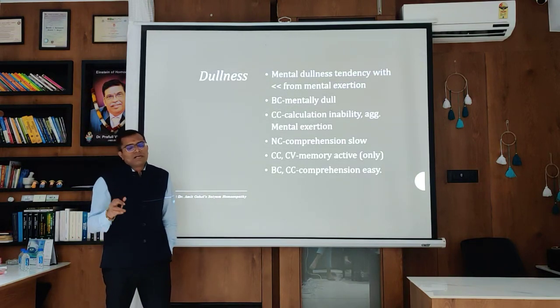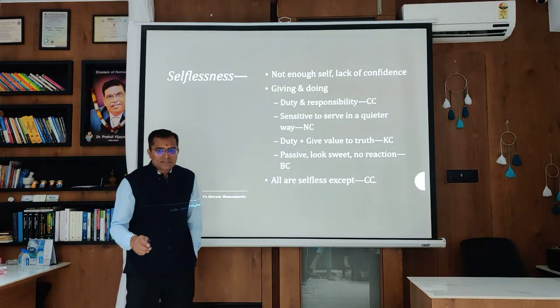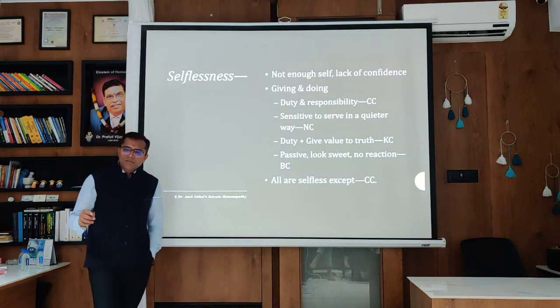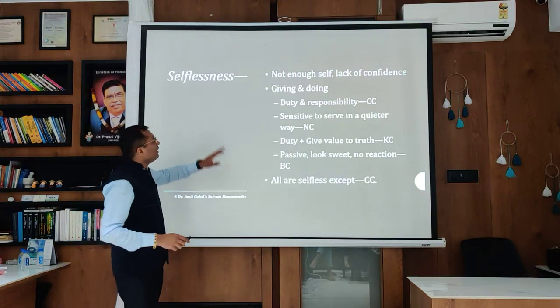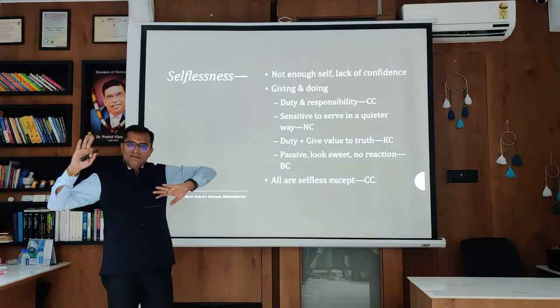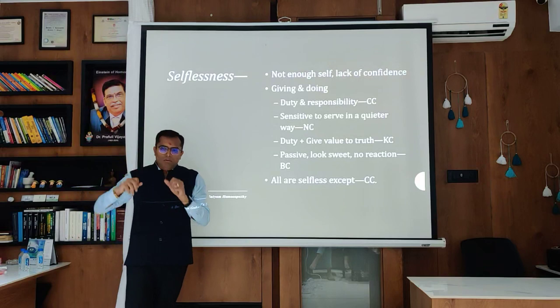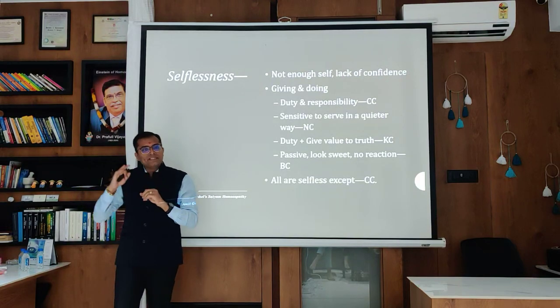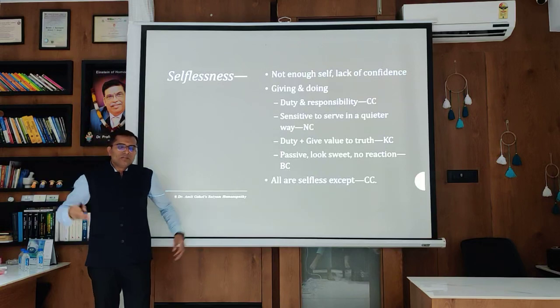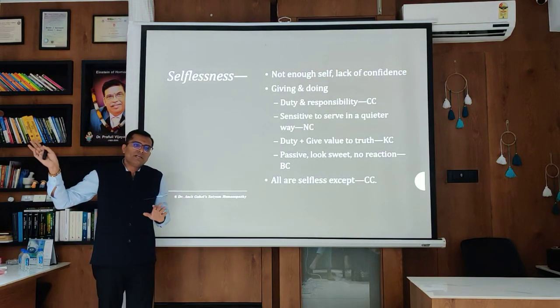Barata Kaap, Kalkira Kaap, comprehension easy. So this is what dullness represents. There is selflessness, not enough self, and lack of confidence. So when you find selflessness, that means there is no identity. So identity is compromised. So there is confusion. So confusion of identity. So what carbon goes into confusion of identity?